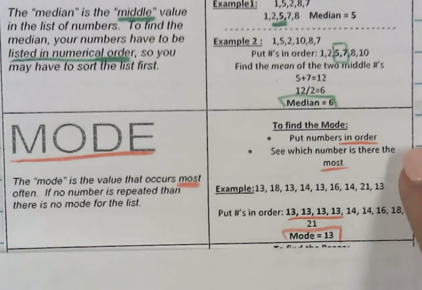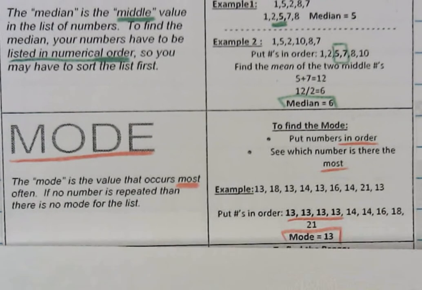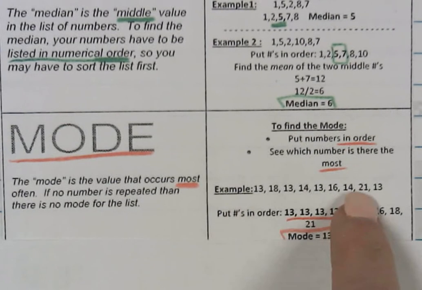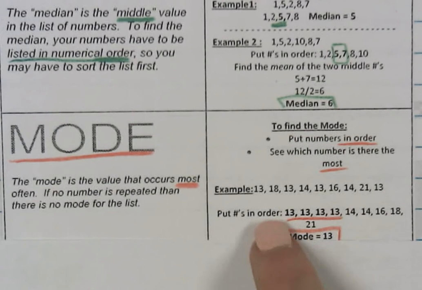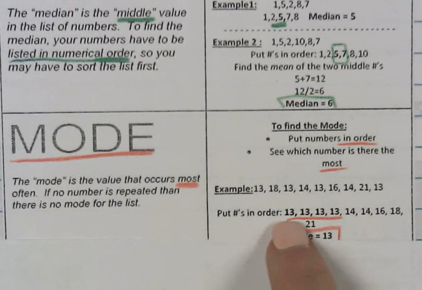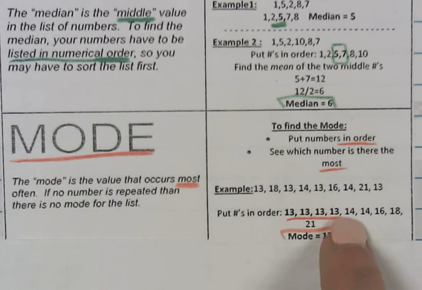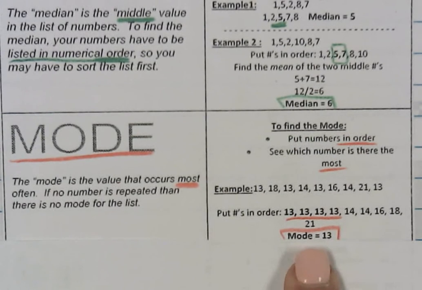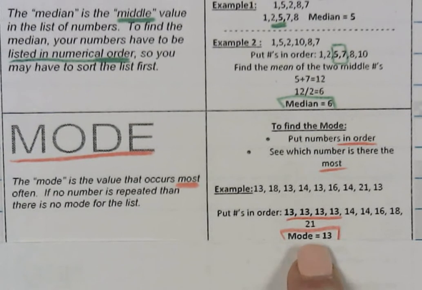They say you can put the numbers in order. You don't have to on mode, but if you put them in order, then it's going to be really easy to see. So your example, they gave you the list of random numbers, and when they put them in order, it's easy to see all of those 13s grouped together. And that jumps out, and that looks like to me 13 is there the most times. There are 4 13s, so 13 is our mode. Mode means what number shows up most.